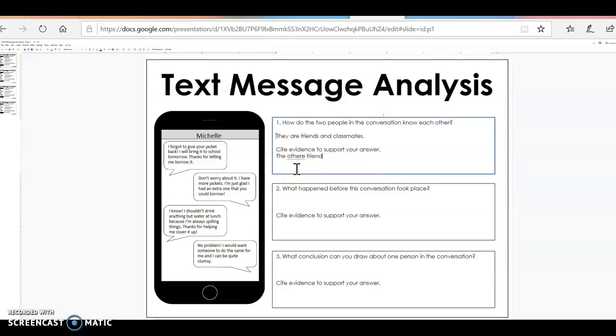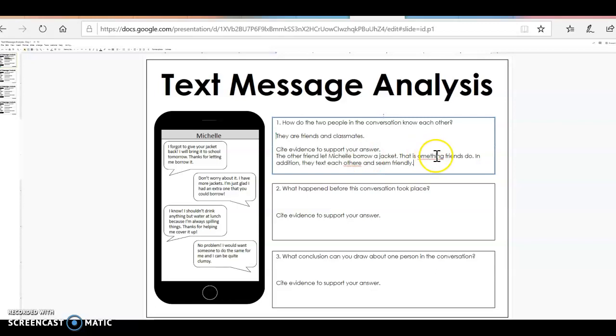The other friend let Michelle borrow a jacket. That is something friends do. In addition, they text each other and seem friendly.